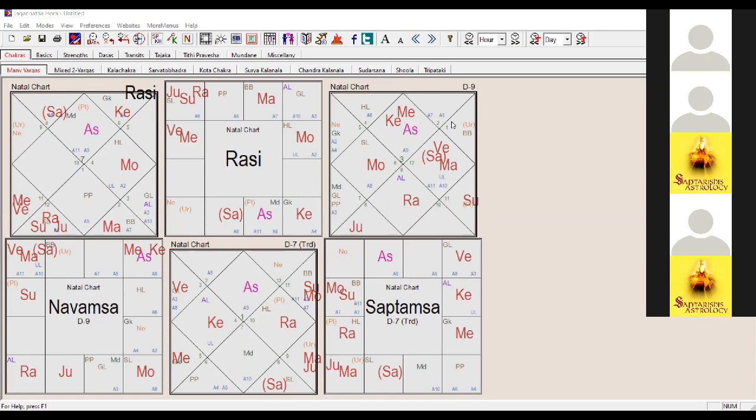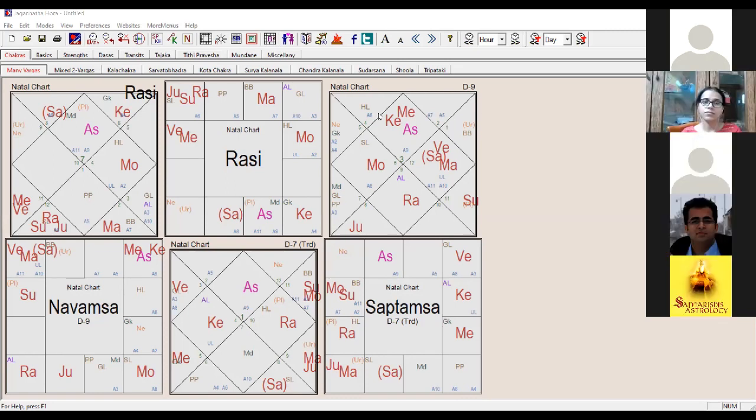Okay. Now I will twist this example. Now I want 2 people to come forward. Any 2 people, they can raise their hands. So yes, Pushpaji, you can unmute.